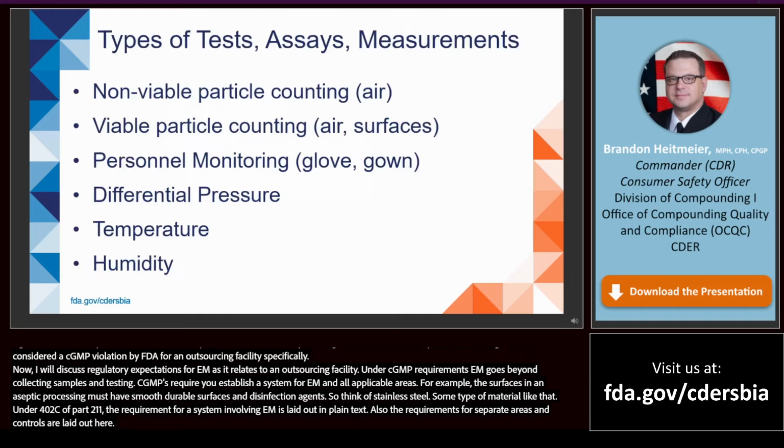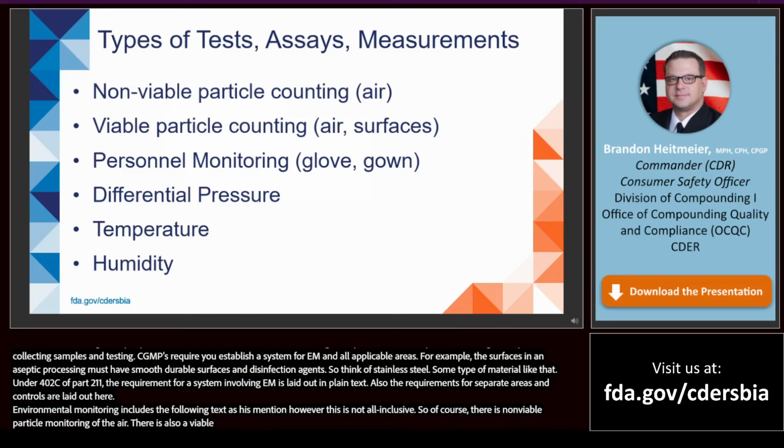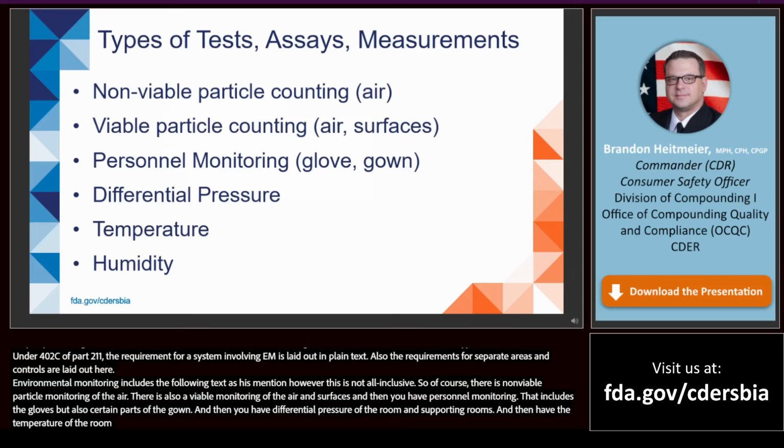Environmental monitoring includes the following tests, assays, and measurements. However, this list is not all-inclusive. So, of course, there's non-viable particle monitoring of the air. There's also viable particle monitoring of the air and the surfaces. And then you have personnel monitoring, too. So that includes the gloves of the aseptic operators, but also certain parts of the gown. And then you have differential pressure of the room and supporting rooms. And then you have the temperature of the room, and sometimes supporting rooms might come into play for that. And then humidity, of course, of the room.